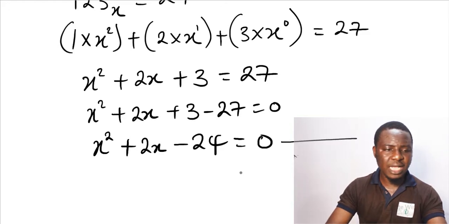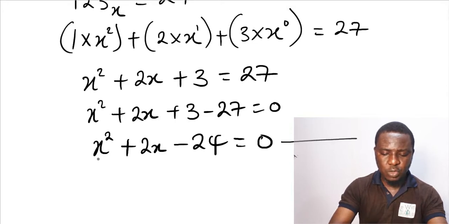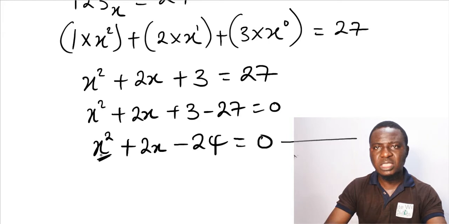Now, this is said to be a quadratic equation. From our previous classes in JSS 3, where we were treating algebra, I told you that a quadratic equation is that in which the highest power of its variable or the unknown is 2. And in this equation, the highest power of x is 2. So this becomes a quadratic equation.